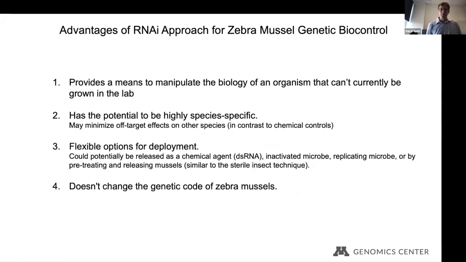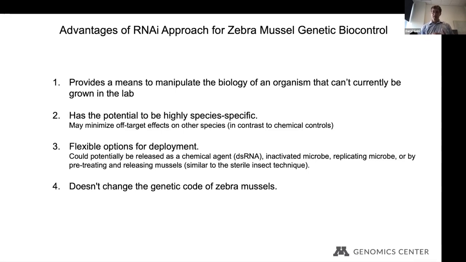So the advantages of this approach, for our purposes, first of all, this gives us a means to manipulate the biology of the animal at all, given the limitations in growing and maintaining them in the lab. But it also has the potential to be really highly species specific. So the RNAi effects rely on the complementary base pairing between these RNA molecules, and those sequences can be very specific to an organism. And this is in contrast to chemical controls, where these are often very broad spectrum and have a lot of undesirable off-target effects.